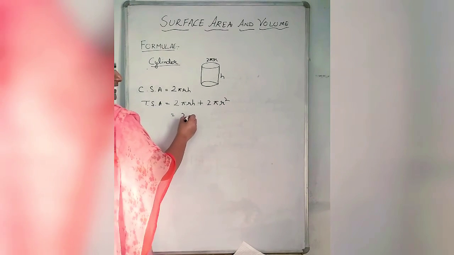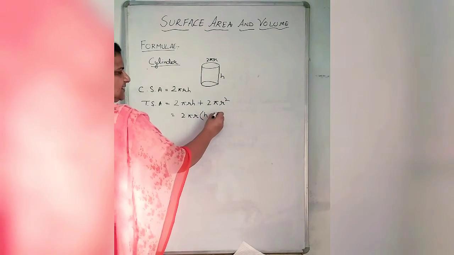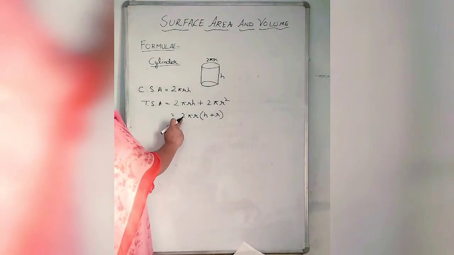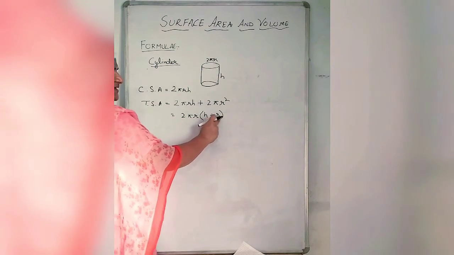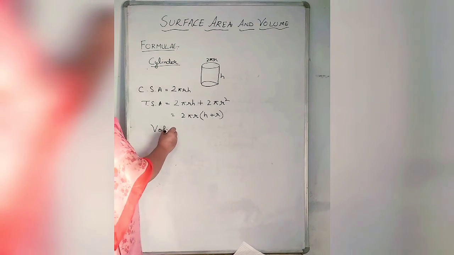I can have 2 pi r common. What else I am getting is h plus r. So this is the total surface area of cylinder, 2 pi r (h plus r). Then the volume of this cylinder.